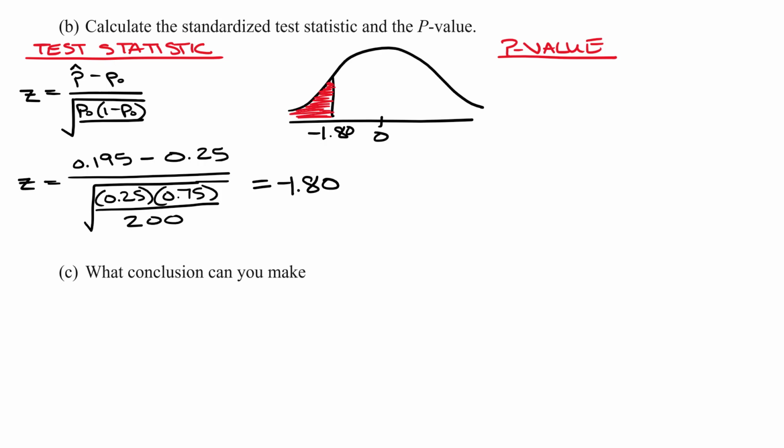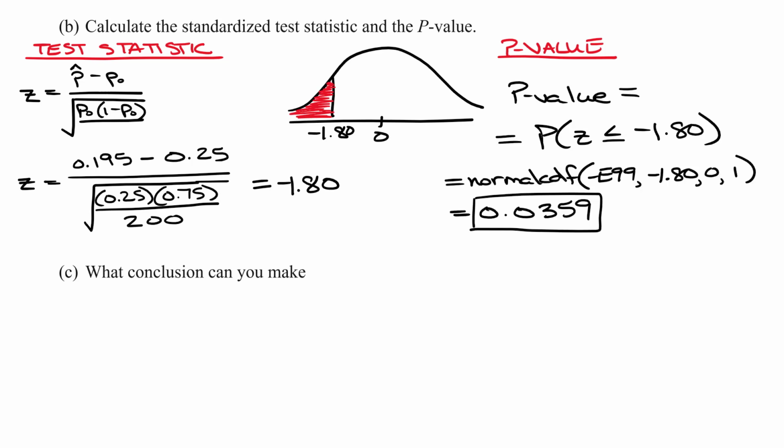So we need to do a normal calculation now. If you need a little review with these normal calculations, go back to chapter 2 in your notes. We did a ton of problems back then. So our p-value ends up being equal to the probability that z is less than or equal to negative 1.80. Looks like a normal CDF problem.